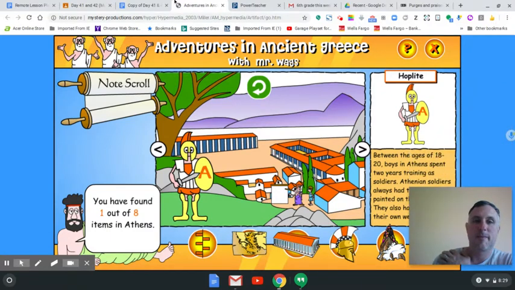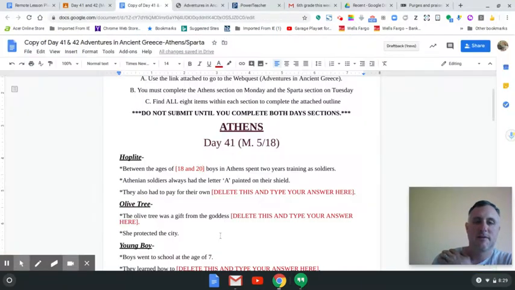Weapons. So they had to buy their own weapons, right? So then I go in, type in weapons. So it goes like that.